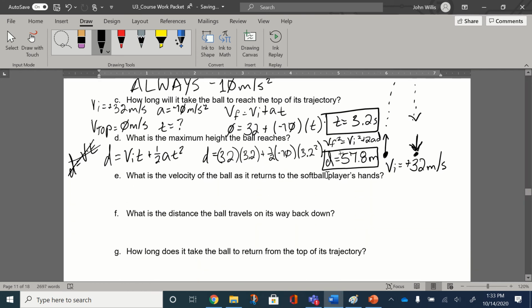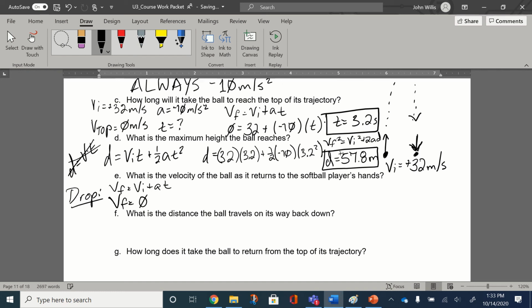What is the velocity as the ball returns to the softball player's hand? Well, there are two ways that we could do that, more than two ways actually. You could treat it as a drop problem where your initial velocity is 0. And we can do VF is equal to VI plus AT because we know the time coming back down will be the same.